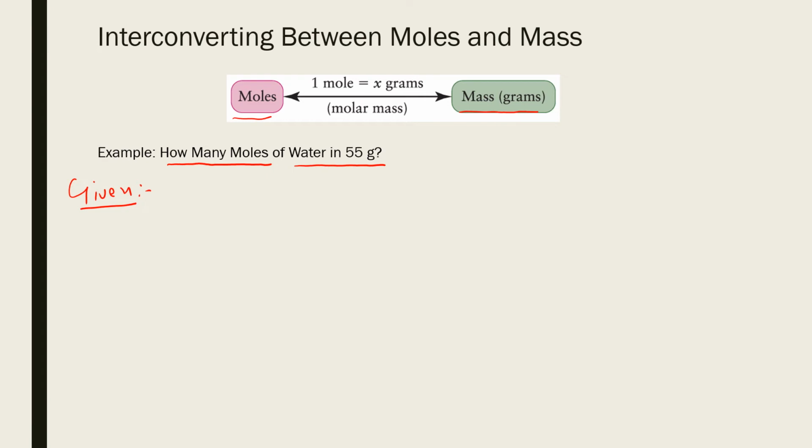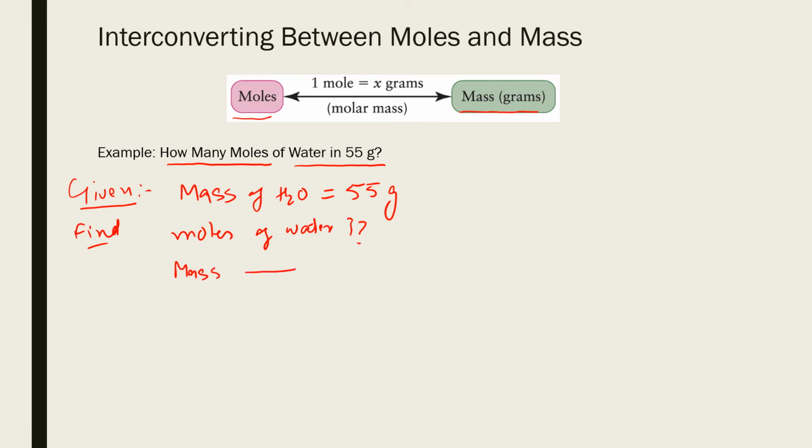So we are given the mass of a chemical. Water is a chemical, right? So we are given the grams or mass of a compound. So mass is given. The mass of water is 55 grams, and now we want to find the moles of water. So this is what we want to find. In other words, we want to go from mass to moles, and here we can use a conversion factor, and that conversion factor comes from molar mass. So how does that work?